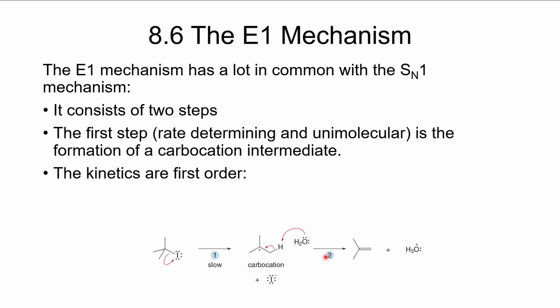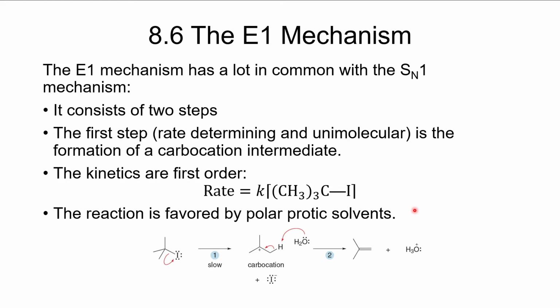This one is a relatively fast reaction. Since the first step is rate determining and the first step only has one component to it, that means that will end up being the only thing in the rate law. So the rate will be equal to k times the concentration of our alkyl halide. And in this case, it's the tert-butyl iodide. All right. Like with the SN1 reactions, we will find that the E1 mechanism is favored by polar protic solvents. So it will be favored by polar protic solvents.